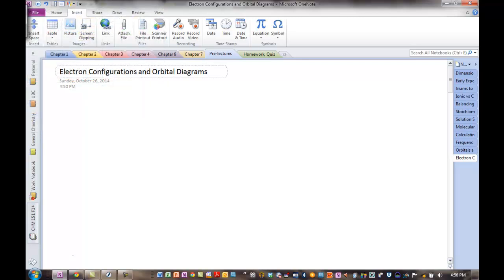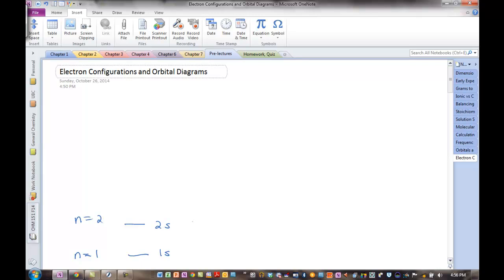So let's start with the first energy level, the first shell. We talked about that there's only the 1s orbital in the first energy level. That's it. And then as we go up in each energy level, we add a new type of orbital. So in the second energy level, we have the 2s. Every energy level has an s orbital.